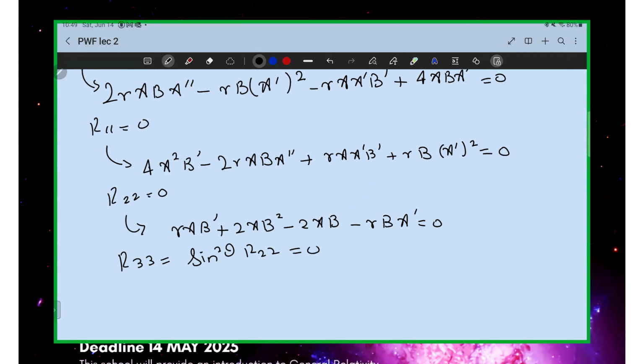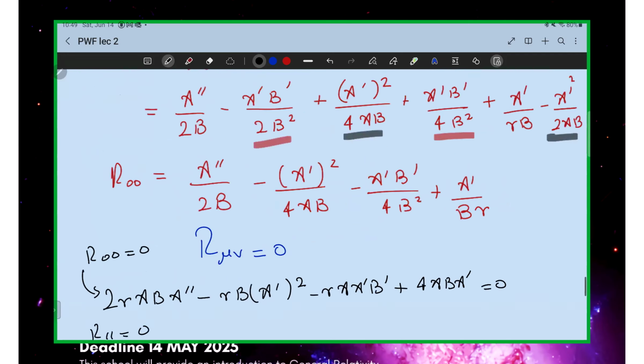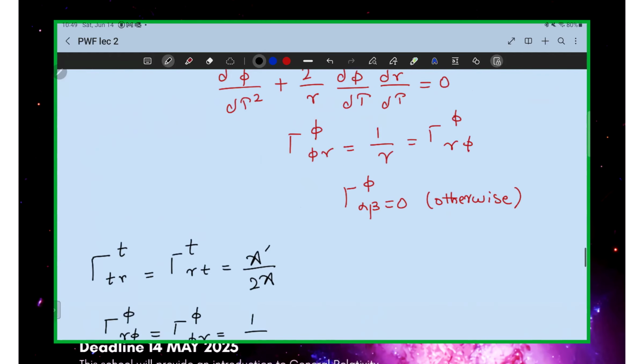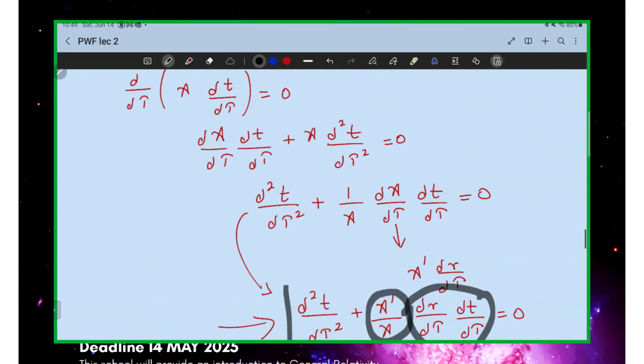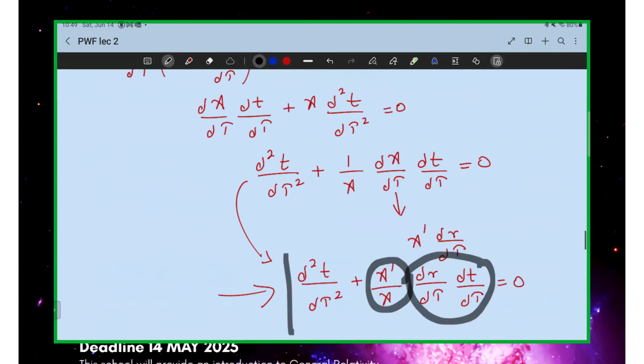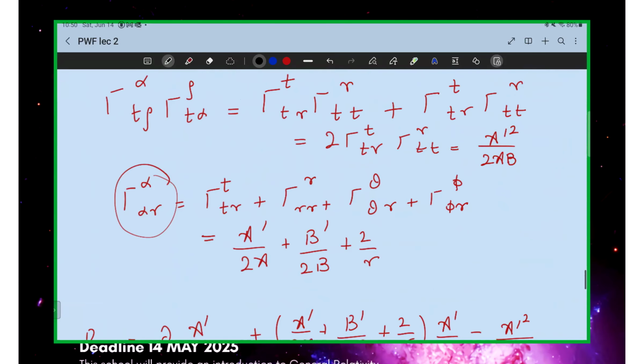So that being 0 doesn't give you an independent equation. By the way, let me check something from earlier. I think I need to correct something. Yeah, I think it's fine. It's fine. Okay.